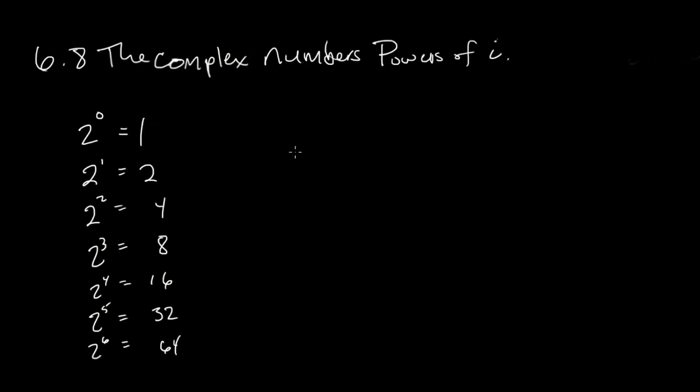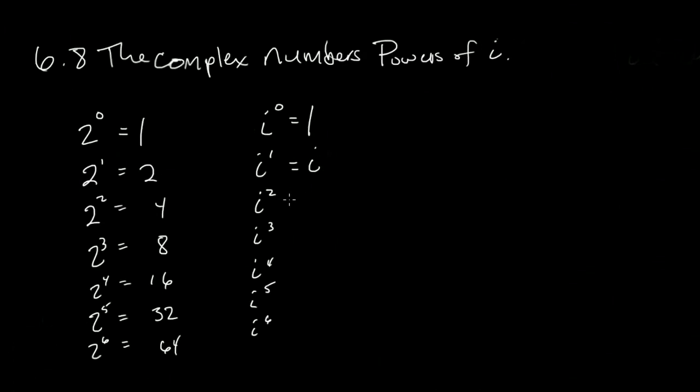Let's see what happens when I do the same listing for powers of i. So we'll say i to the 0 power, then look at i to the first power, and then i squared, and then i to the third power, i to the fourth power, i to the fifth power, and let's go as far as i to the sixth power. Well, we know that any number to the 0 power is 1. That's a definition, right? Any number to the first power is itself. So i to the 0 power is 1, i to the first power is i.